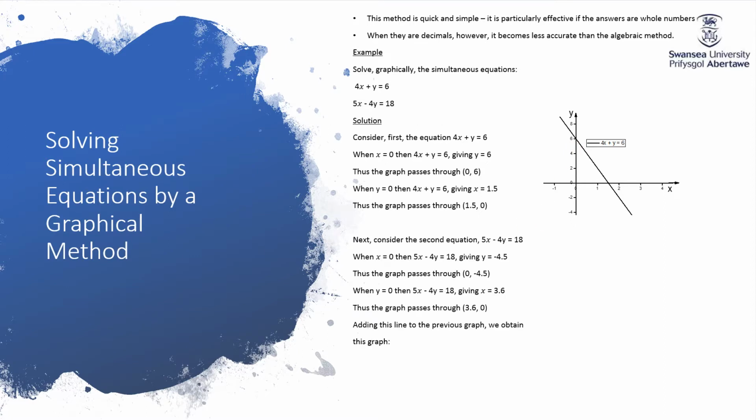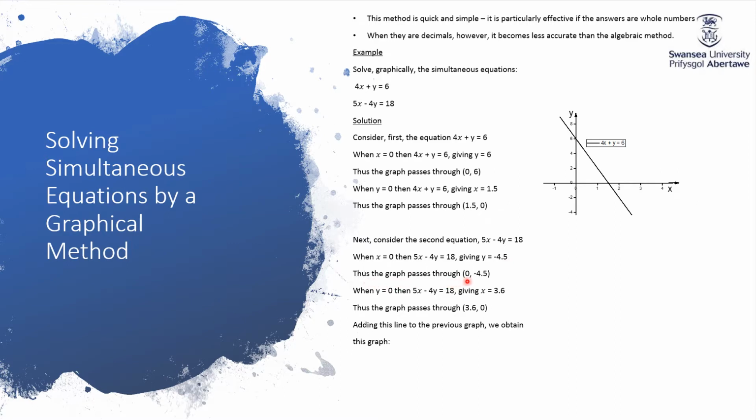Next, let's consider the second equation. So the second equation is 5x minus 4y equals 18. So when x equals 0, so this bit here, the equation would equal 0, we'd have minus 4y equals 18. So therefore, if you divide both sides by minus 4, that gives you y equals minus 4.5.